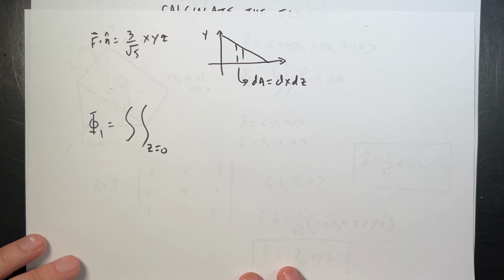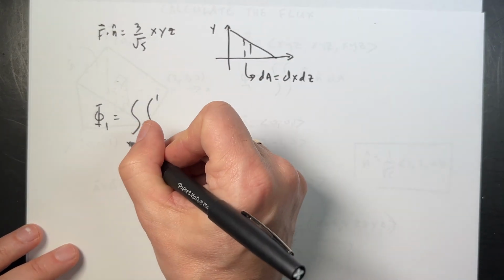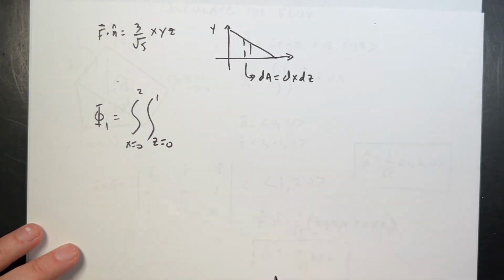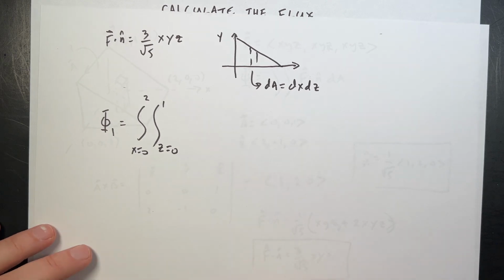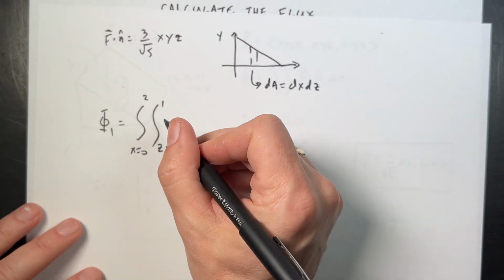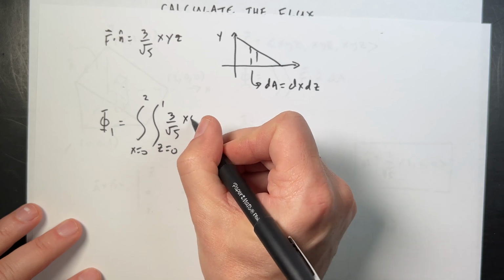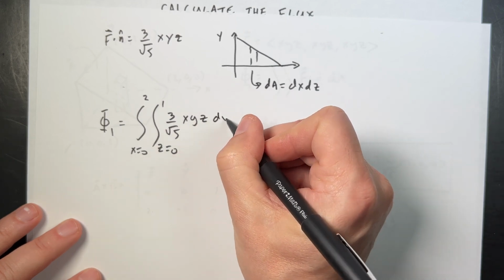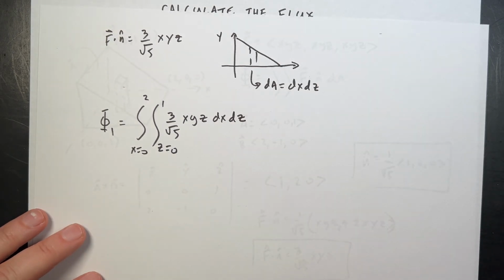My notes, I have 2. I think it's 0 to 1. 0 to 1, x equals 0 to 2. Yeah, I'm pretty sure that is. And then my function, 3 over the square root of 5, x, y, z, dx, dz. But you see that we have a problem here, right?